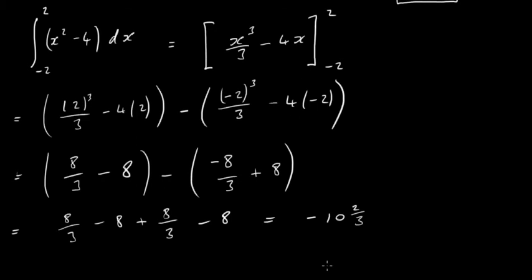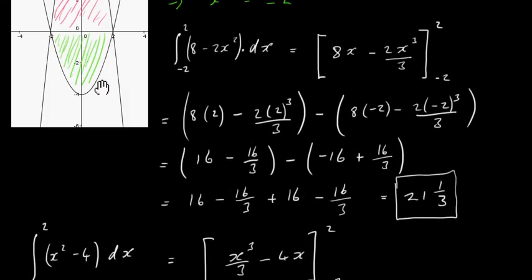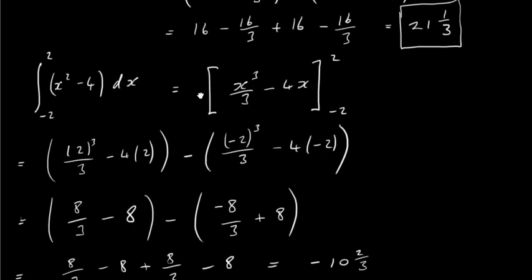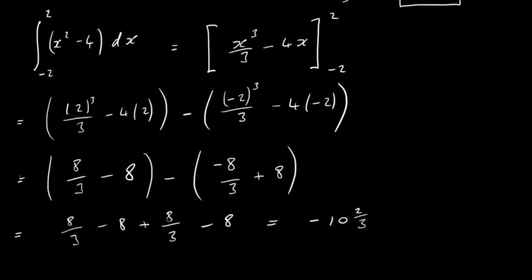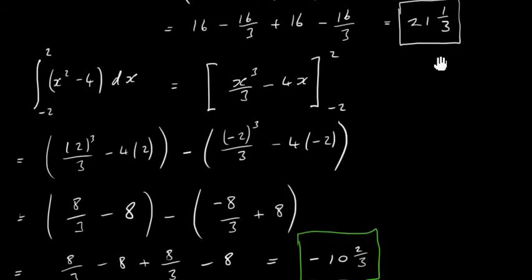Okay, and that is our green area here, which is underneath the x-axis. We expected a negative answer, and we got a negative answer here, so that's okay. That's our green area. So we've got to add these two together now in order to find the total area.